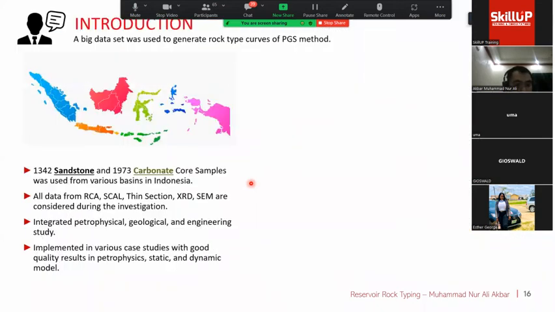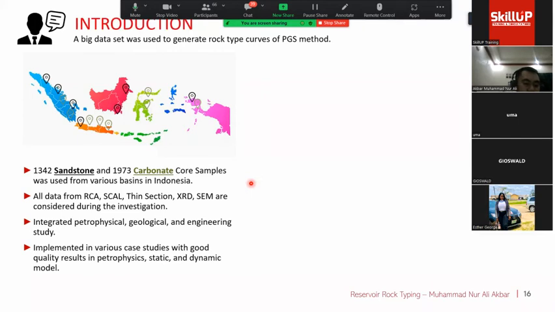Because it's collected from different kinds of core data from sandstone, let's say around 3042 sandstone data from around 7 basins in Indonesia, and also almost 2000 carbonate samples from different basins. And this data is not only connected with routine and special core analysis, but also with the geological description from the thin sections, from the SEM, and also from the XRD.